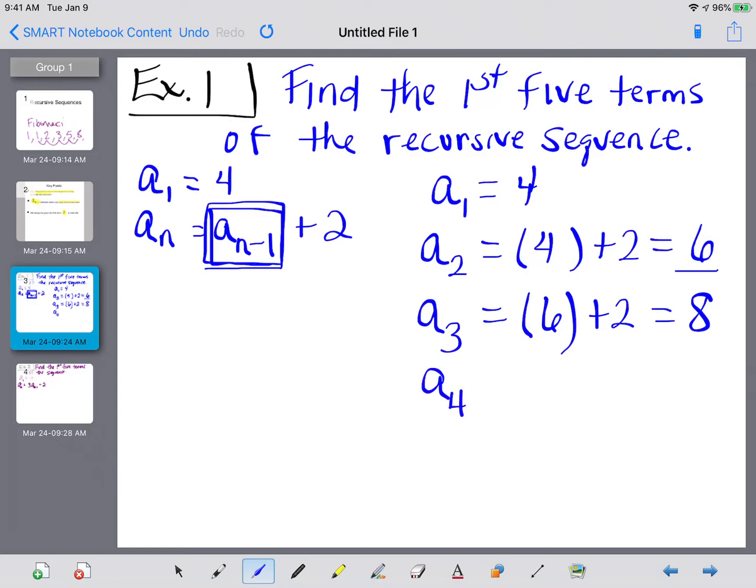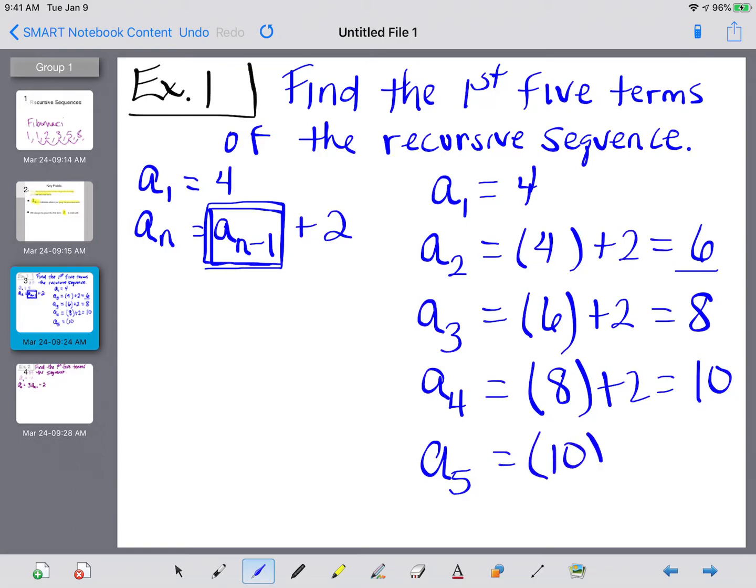We'll continue as we go to the fourth term, plugging in 8 in that same spot. The fourth term of the sequence would be 10. And the fifth and final term that we are to find, we would replace that spot with a 10, add 2 to get 12. So in this recursive sequence, we were given the starting point of a sub 1, and we plugged it into our formula to help us generate the next term. Let's take a look at example 2.